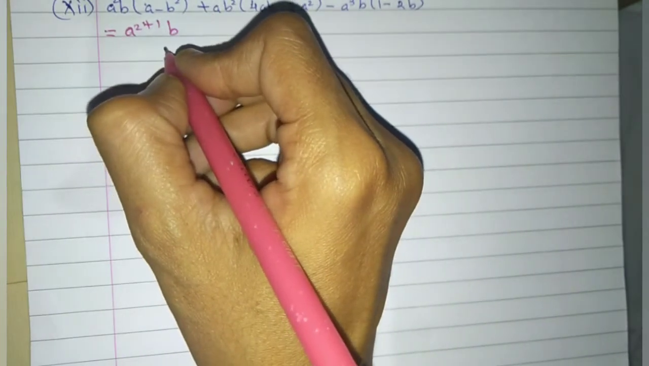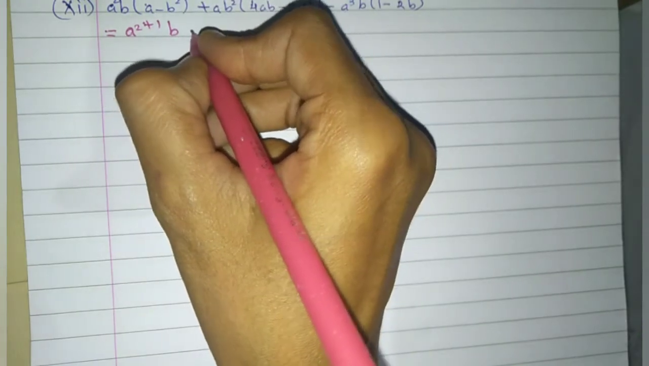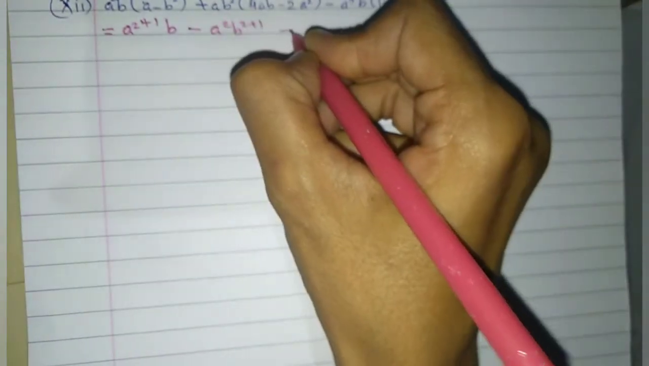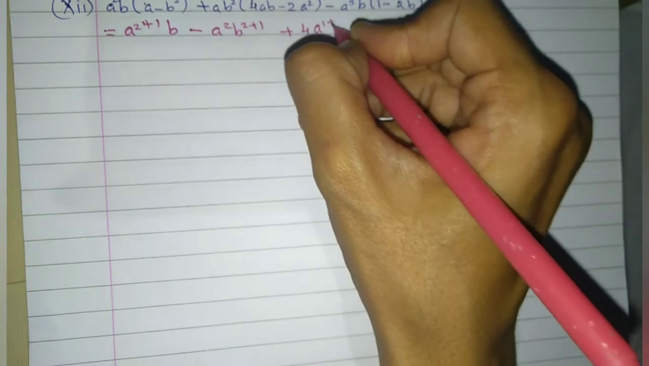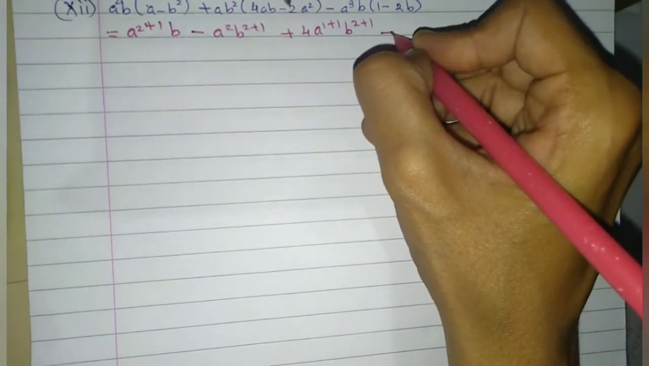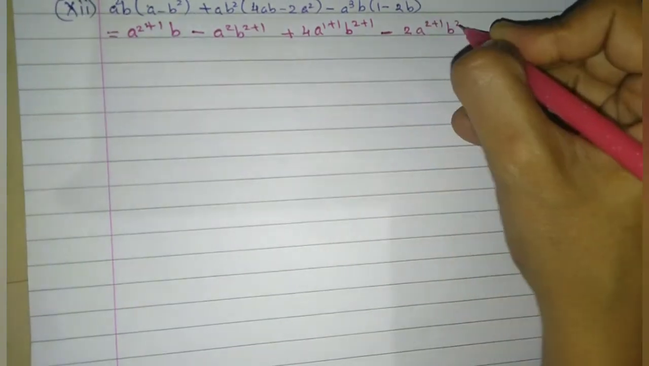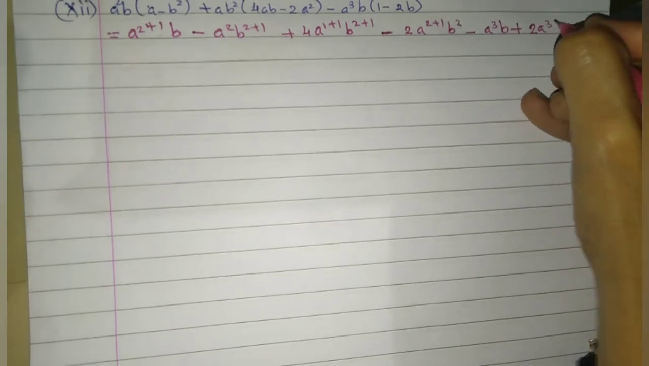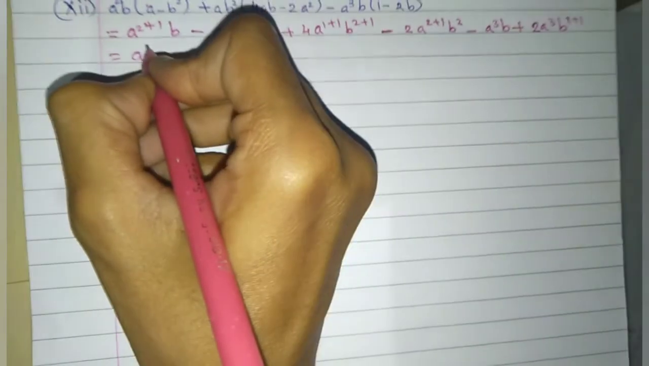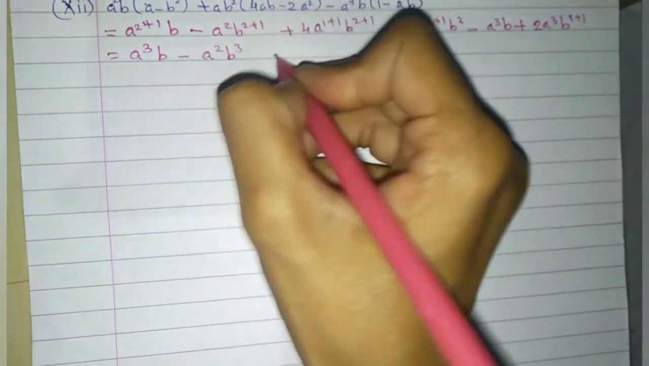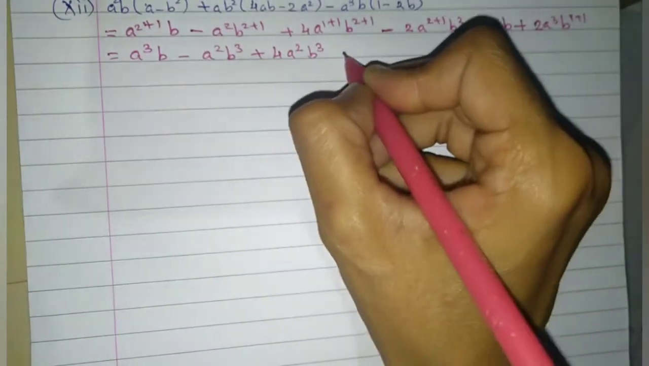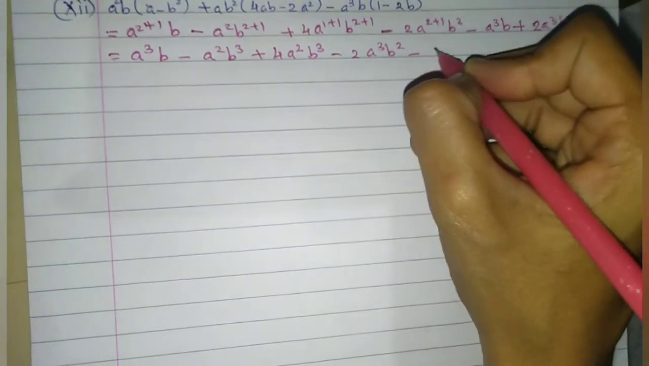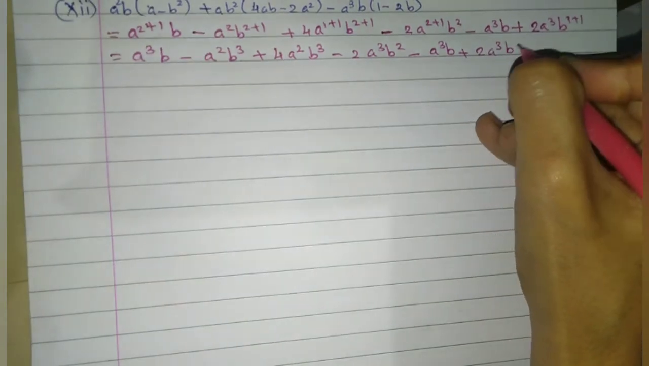Now 12th one, this is your question, we have to open the bracket, so equal to a square plus 1 b, because a square into a raised to 1, so a square plus 1 plus b minus a square b 2 plus 1 plus 1 is 4, a raised to 1 plus 1 b raised to 2 plus 1, plus minus 2 a raised to 2 plus 1 b square minus a raised to 3 b minus plus 2 a raised to 3 b, 1 plus 1 plus the power, a raised to 3 b minus a raised to 2 3 plus 4 a square b raised to 3 minus 2 a raised to 3 b raised to 2 minus a raised to 3 b plus 2 a raised to 3 b 2.